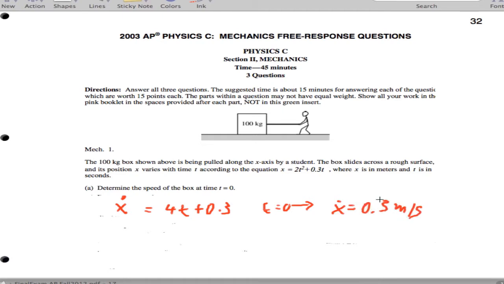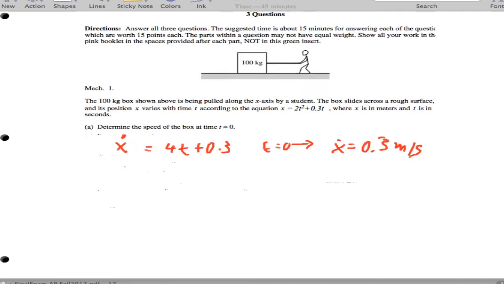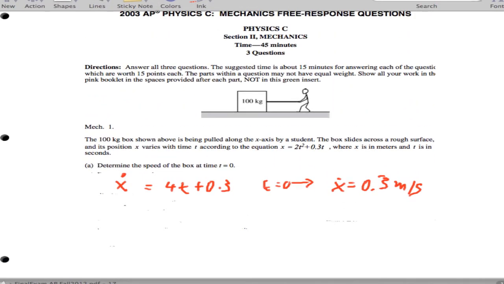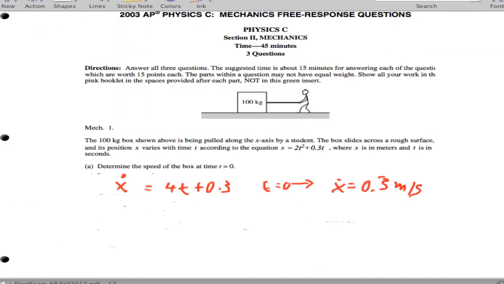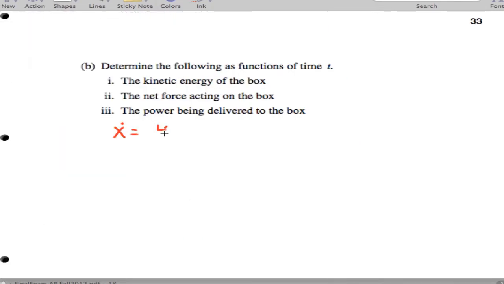Very exciting. All right, now that's it for that part. Let's take a look at the next part. What is the kinetic energy of the box as a function of t? So let me just go back here. So we have x dot equals 4t plus 0.3.